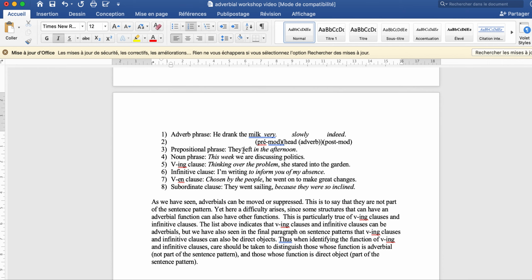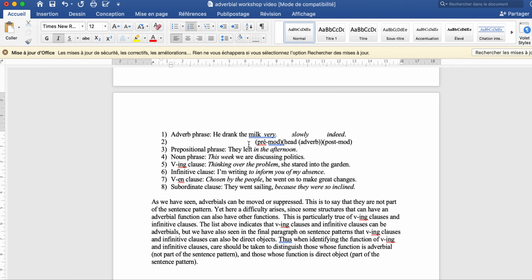Okay, so now let's look at another structure, and we've seen this structure before, right? This is our "in the afternoon." I'm not going to spend too much time on this because we've already reviewed it. You're aware that "in the afternoon" is a prepositional phrase, right? As a review, "in" is the head preposition, and "the afternoon" is the complement of the preposition. So the structure is a prepositional phrase, and the function of that is to say when these people left. So that is an adverbial function.